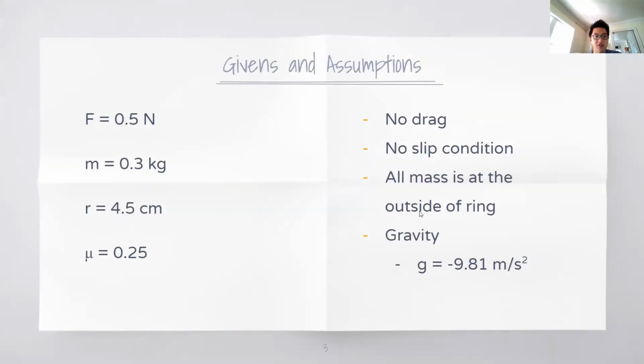So some givens and assumptions: we were given that our applied force is 0.5 newtons, our mass is 0.3 kilograms, our radius is 4.5 centimeters, and our mu static is 0.25. And then we're assuming there's no drag, that we're not slipping, so we only have static friction and not kinetic. And then we're assuming that we have an ideal ring where all the mass is compiled at the outside of the ring. And then our gravity is negative 9.81 meters per second squared.